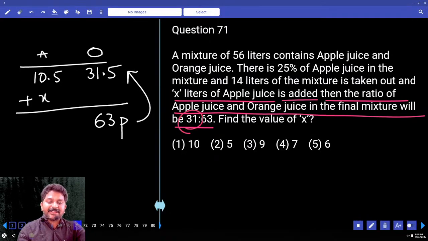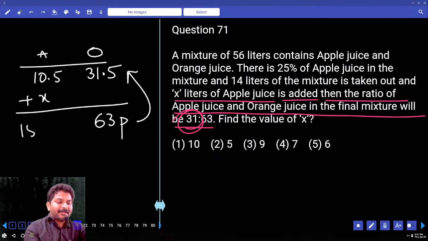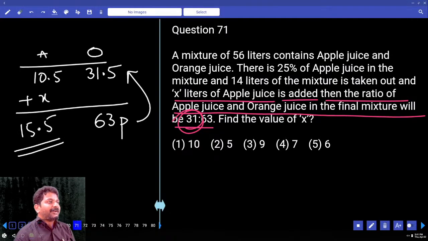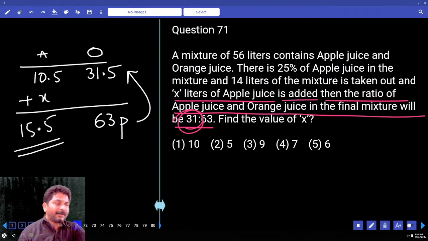Now, apple must be 31 parts, and half of that number is 15.5 liters. So, total apple must be 15.5 liters. To the number 10.5 liters, how many liters to be added so that you get 15.5? 5, that's it. Followed.